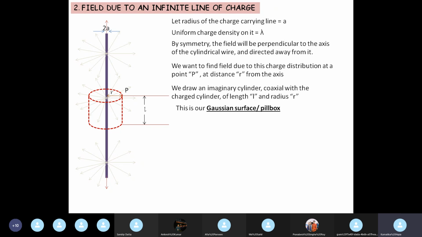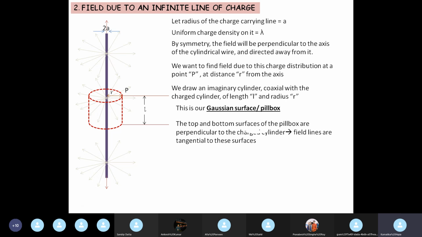As I told you, the Gaussian surface is often also called a Gaussian pillbox because it's a closed surface. People used to keep medicinal pills in small cylindrical boxes, which were called pillboxes. So from that, this name came, Gaussian pillbox. So this is our Gaussian pillbox for this particular problem.